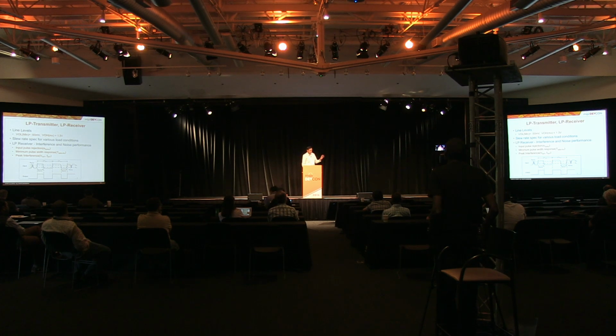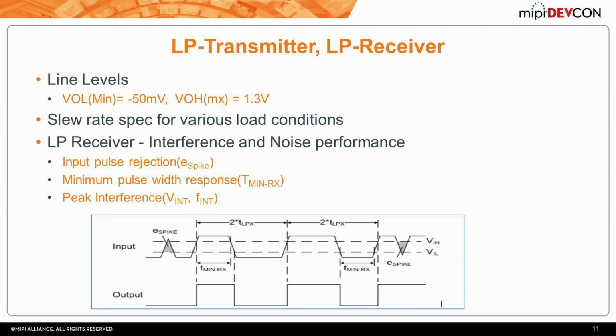Next is just one slide to highlight some of the very interesting spec parameters related to LP. LP, as you know, has a higher voltage. It goes up to 1.3 volts. And LP has a few interesting interferences defined, 3 interferences, that the receiver should be robust enough to handle.